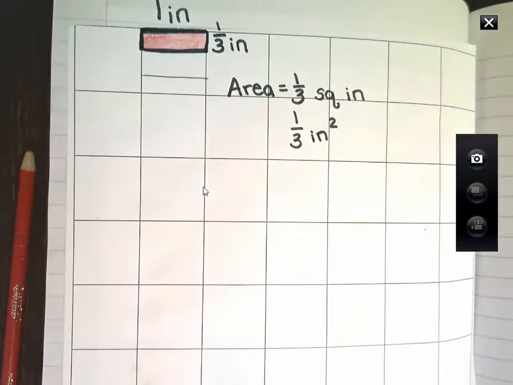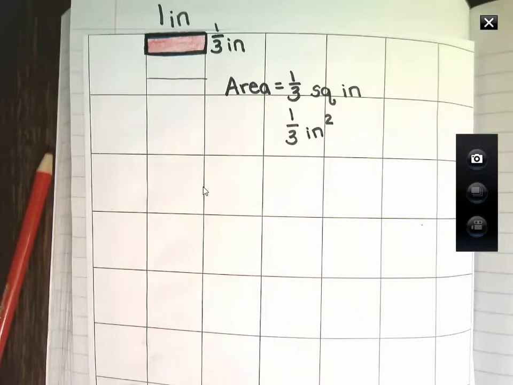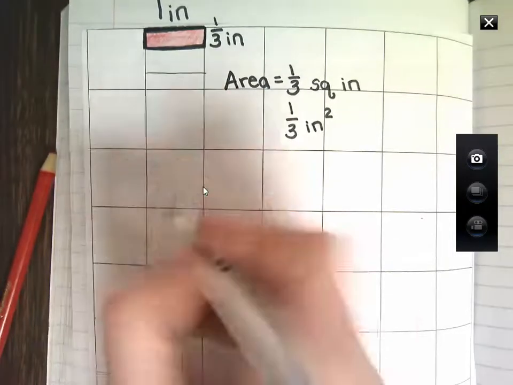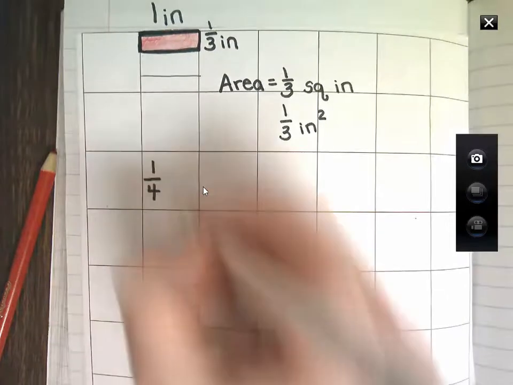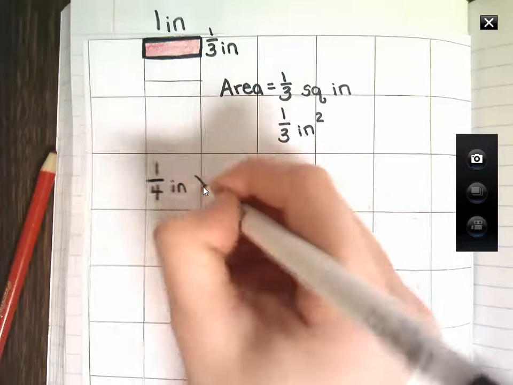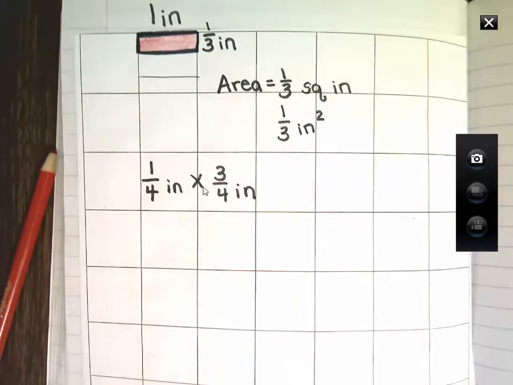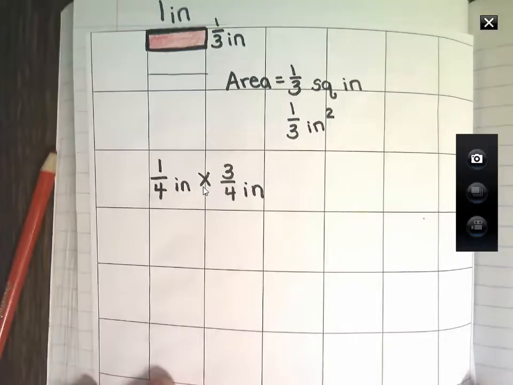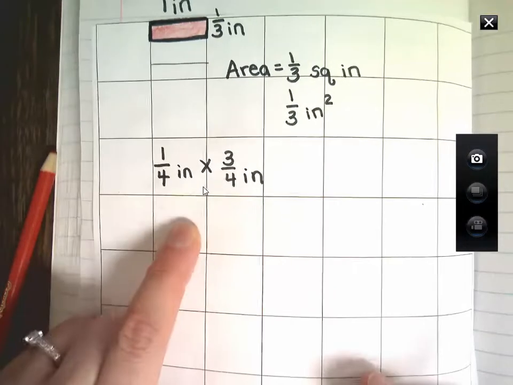Okay, the next one we're going to draw, I think I'm going to tell you the dimensions first before we draw it. The next one I want to draw is going to measure 1/4 of an inch long times 3/4 of an inch wide. Now I know I could get my rulers out, but I want to see if we could do this without the rulers because there's times where we may not have a ruler handy. Okay, pick one of the squares that you're going to draw in. I think I'll go right here.